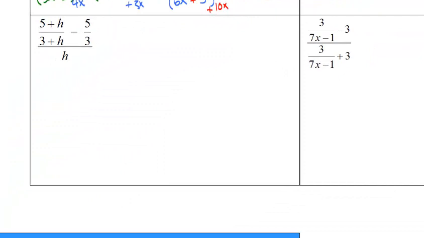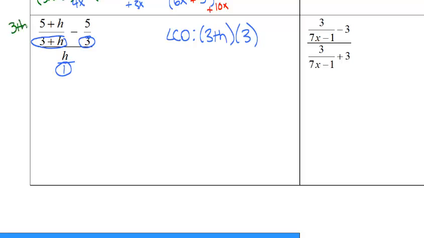On this next problem, I'm looking for the LCD. Don't forget to turn your h into an h over 1. So the LCD, I'm looking at all denominators. I have to have a factor of 3 plus h. I have to have a factor of the 3, and 1, you don't really need to include that. So that's going to be my LCD, 3 times 3 plus h. Now I have to write that on every single numerator. So I'm going to go ahead and write 3 plus h and times a 3. It doesn't really matter what order you put them in, you just have to have them on all of them.